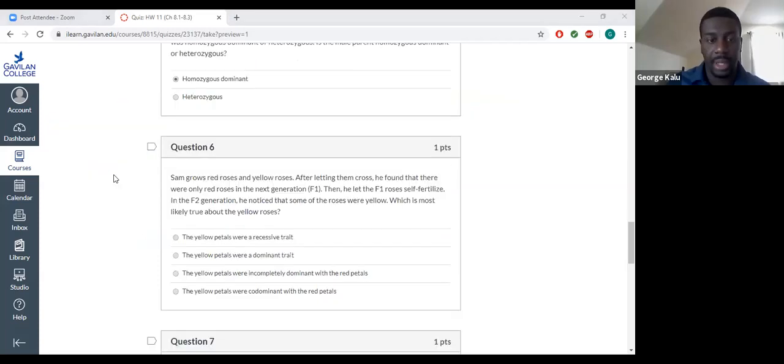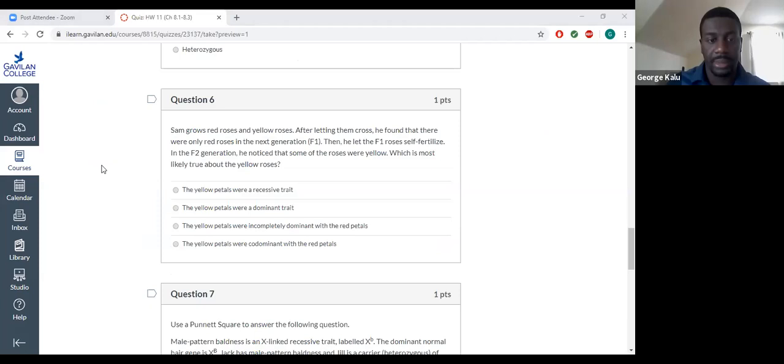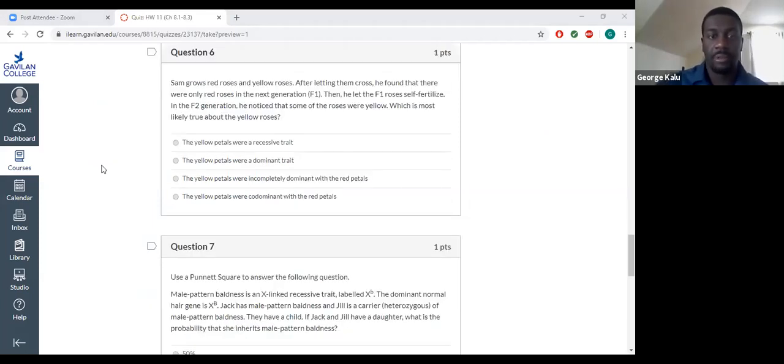Okay, so next one. Question 6 says, Sam grows red roses and yellow roses. After letting them cross, he found that there were only red roses in the next generation, the F1 generation. Then he let the F1 roses self-fertilize. In the F2 generation, he noticed that some of the roses were yellow. Which is most likely true about the yellow roses?